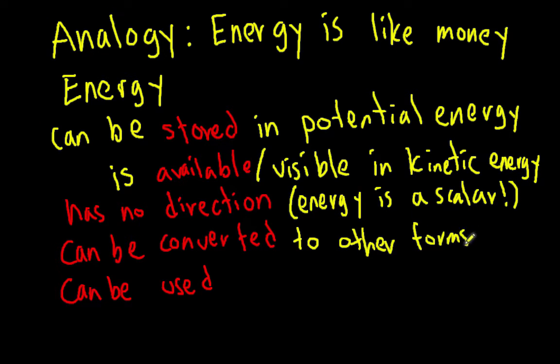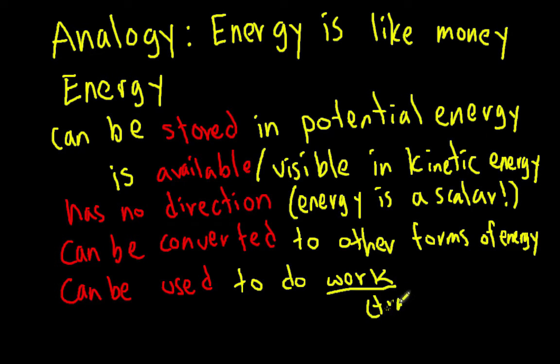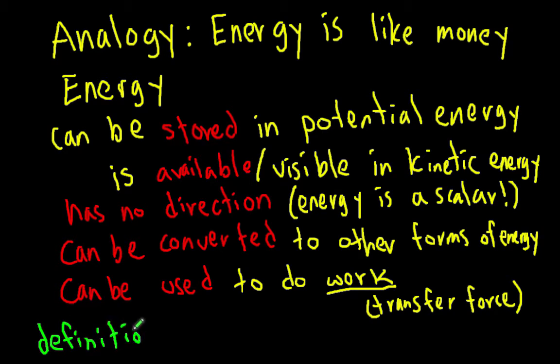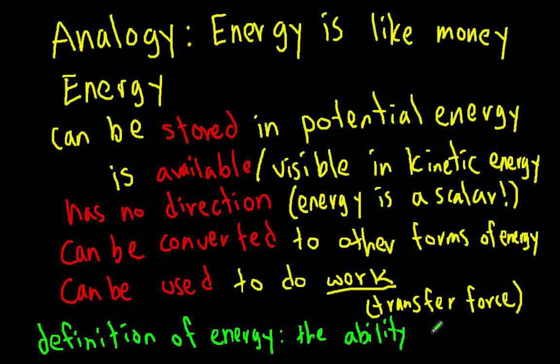Energy can be converted from one form to another. And energy can be used to do what we call work. Work is a word in physics that just refers to the transfer of force from one object to another. So energy can be used to transfer force. The best definition that is given for energy has to do with this ability to do work. It's not a very complete definition of energy in that it doesn't say all that energy is, but it's the best one we have because energy can be quite an abstract concept.